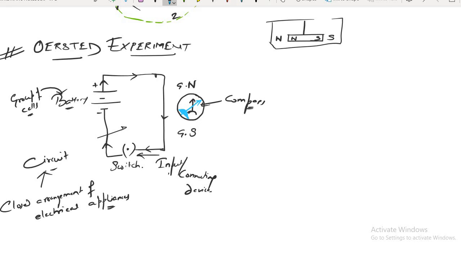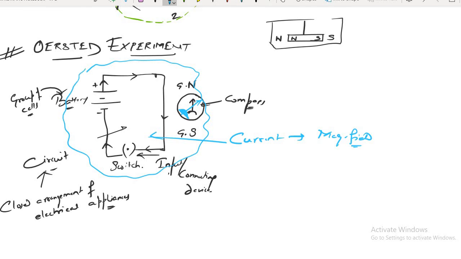So see here, the deflection of the compass needle by the current carrying wire in the above experiment shows that the electric current produces a magnetic field. Since electric current is flowing in the circuit, this current is producing the magnetic field around it. So this field will be somewhat like this around it.